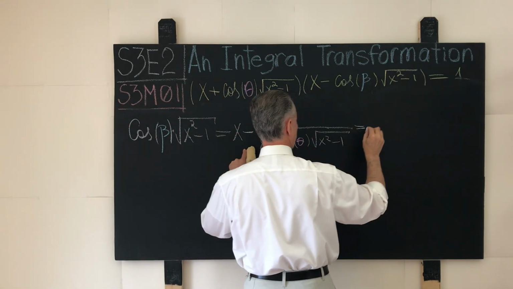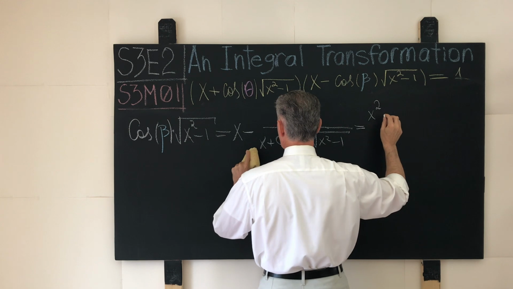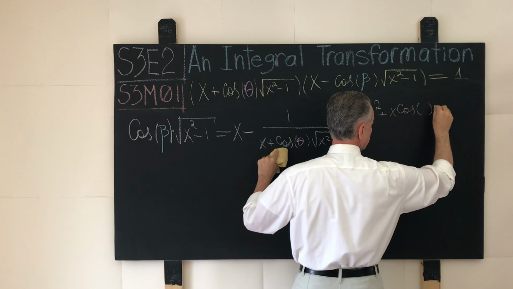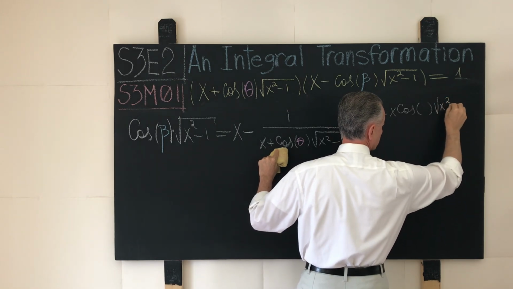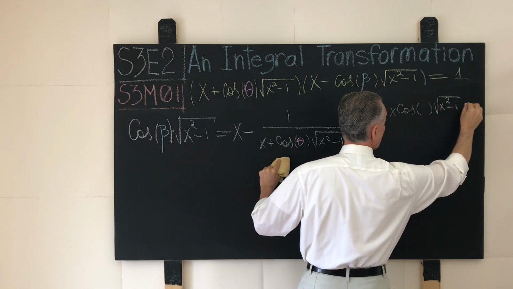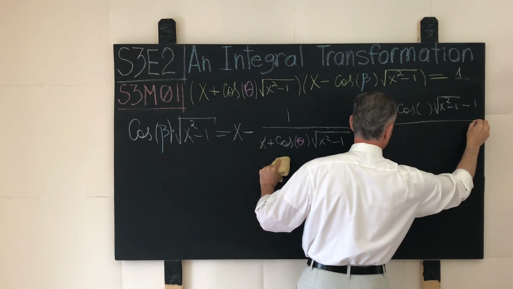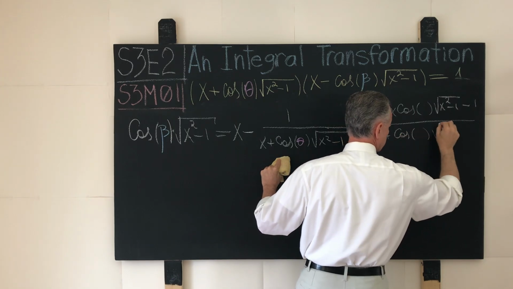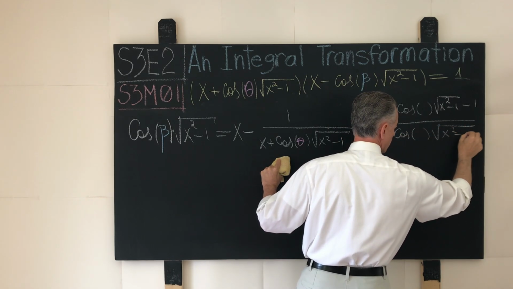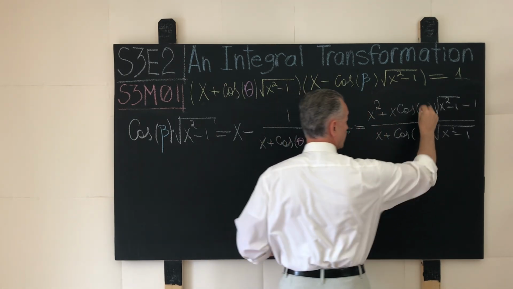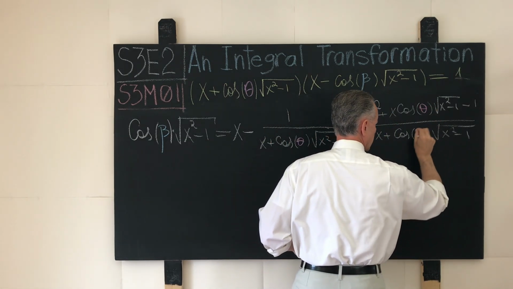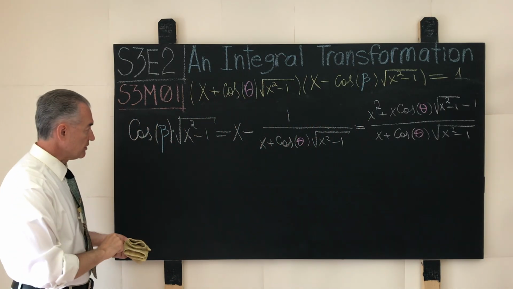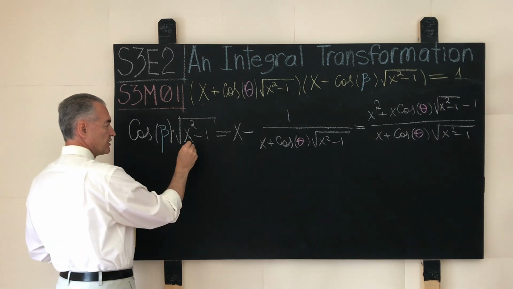The result will be x squared plus x cosine of theta square root of x squared minus 1, divided by x plus cosine of theta times square root of x squared minus 1. This time we're working with the angle theta. Again, middle school arithmetic. There's nothing complicated over here.